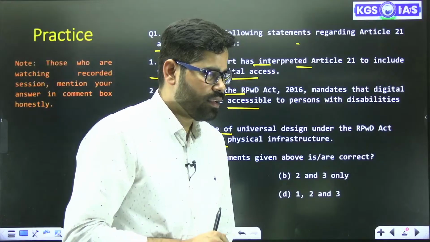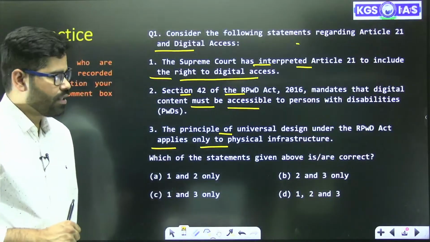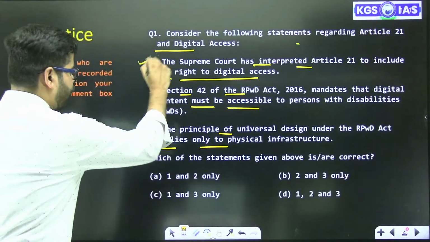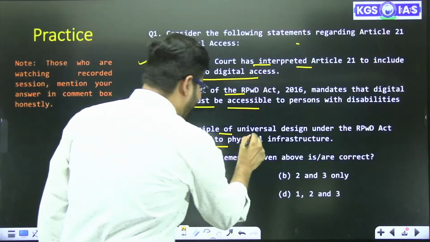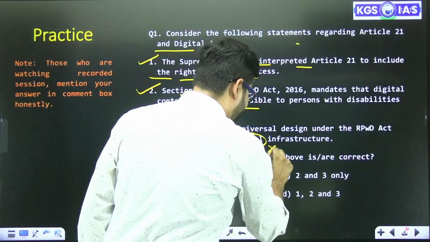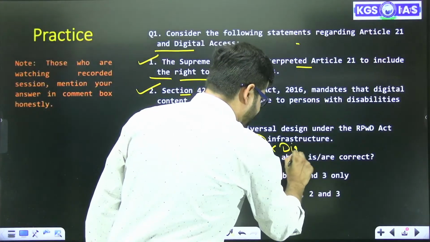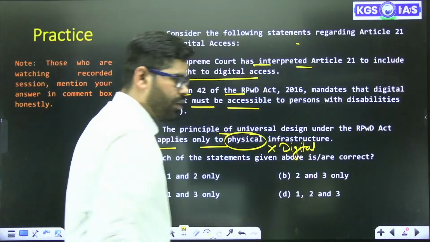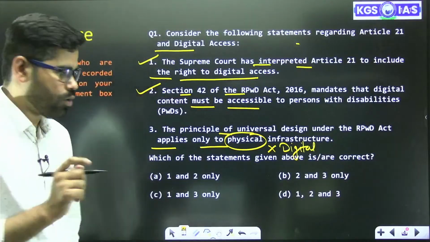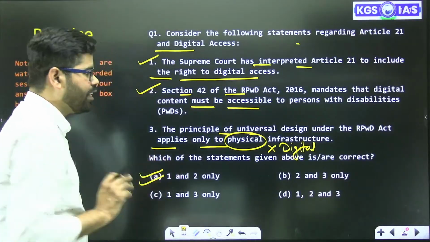Option A, yes. I think you know that the first and second are correct. The third says only physical infrastructure, so that is incorrect. It is also digital infrastructure. So 1 and 2 are going to be correct.